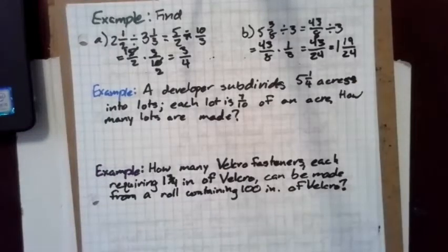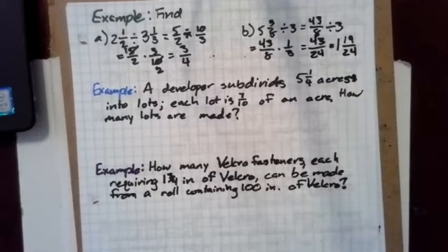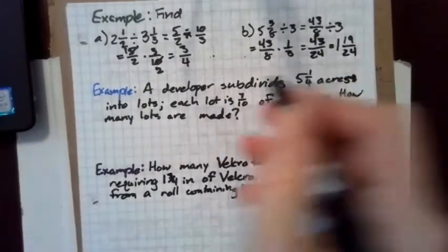Our next example is more practical again. A developer subdivides 5 1/4 acres into lots. Each lot is 7/10 of an acre. How many lots are made? So here we want to divide 5 1/4 by 7/10.